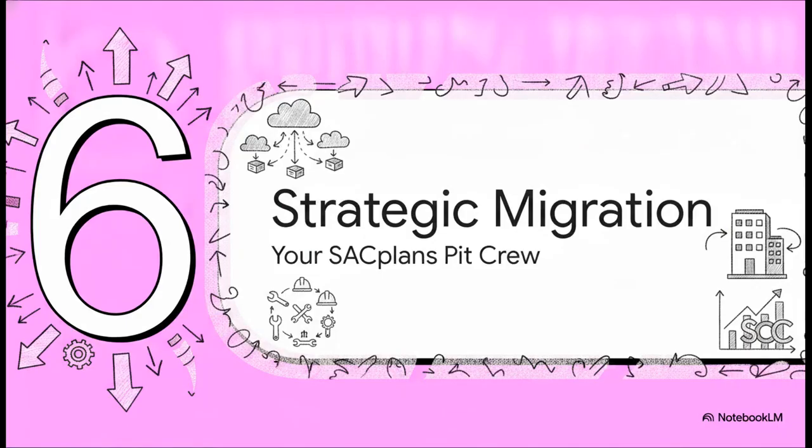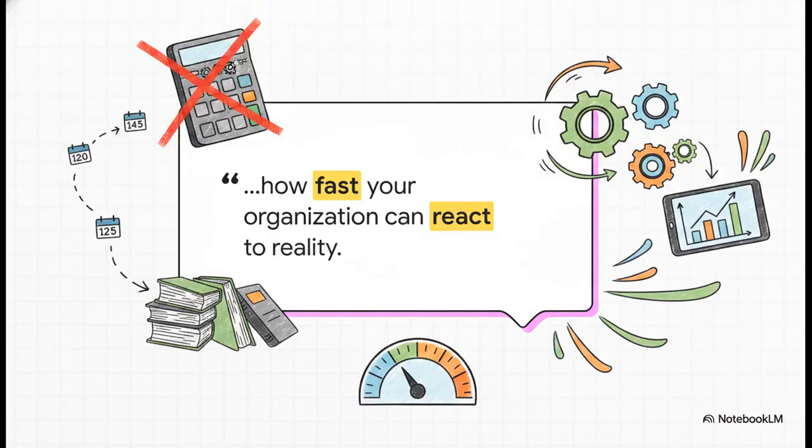Finally, Section 6, your strategic migration plan. Meet your pit crew at sacplans.com. I really want you to remember this quote. Enterprise performance is not dictated by how well you can build a budget, but by how fast your organization can react to reality. Legacy tools basically treated planning as a static, backward-looking exercise. Modern SAP planning is all about dynamic, reactive agility. It connects your financial targets directly with your operational capabilities.